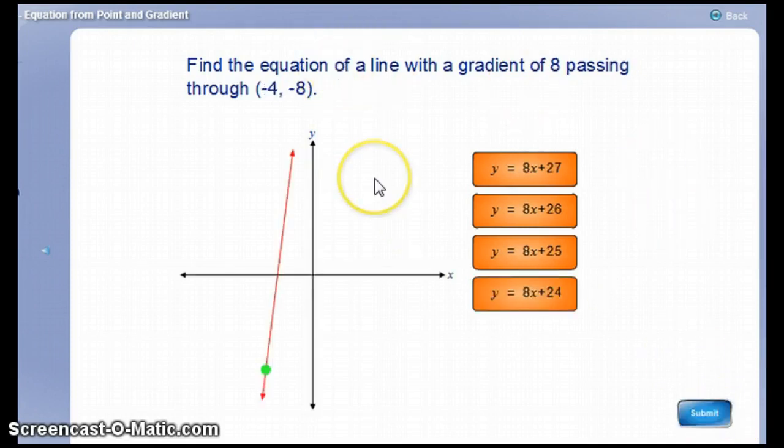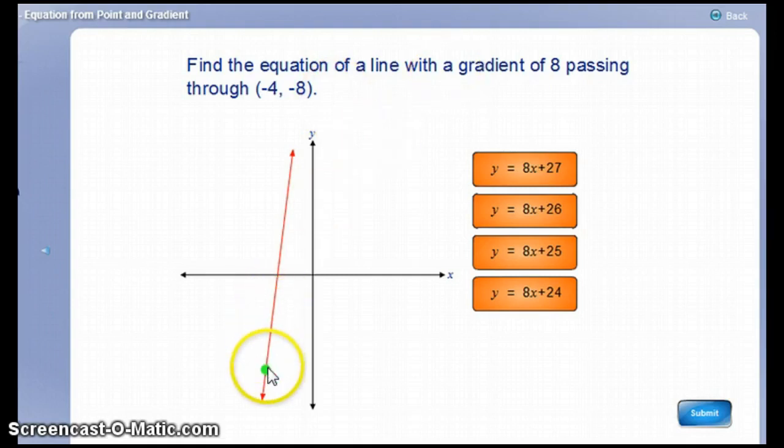Alright, what about this one? Here we have a gradient of 8, which was really 8 over 1. Remember, vertical distance 8, horizontal distance 1, passing through -4, -8. Now again, we know it's not y equals 8x minus 8. That's not the y-intercept. We've got to work towards it.